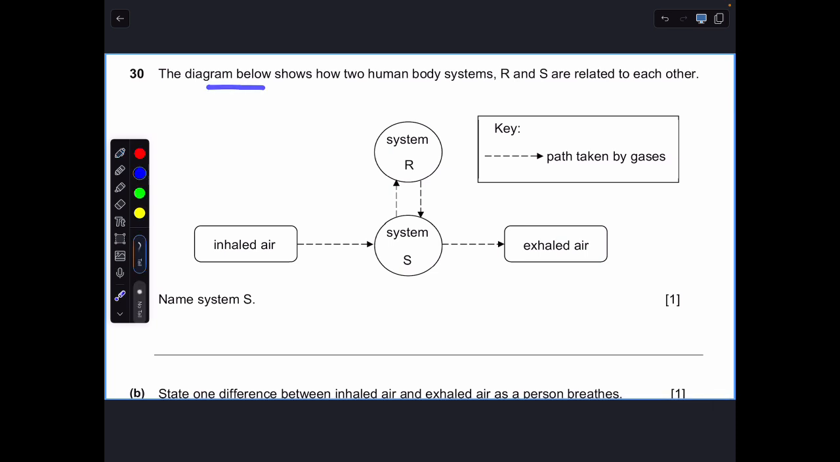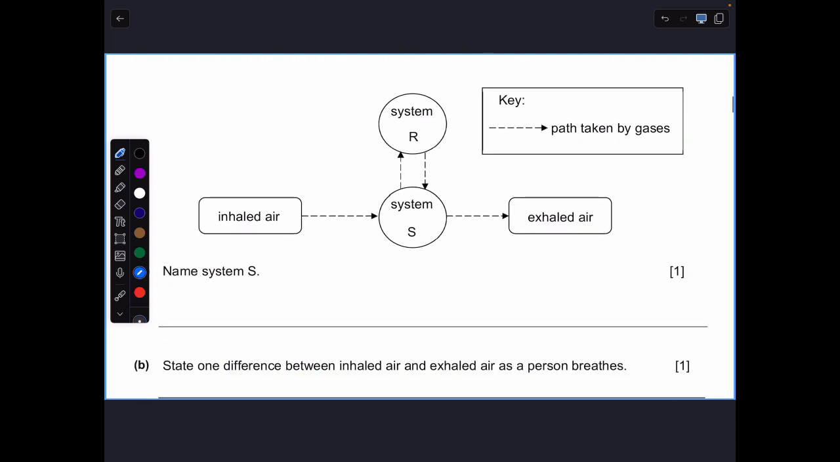The diagram below shows how two body systems, R and S, are related to each other. Name S. So you look at S. What is going into S? What is going into S is actually your inhaled air, and what is going out is your exhaled air. So this tells me that your system S is actually dealing with different types of gases. So in this case, that will be your respiratory system.